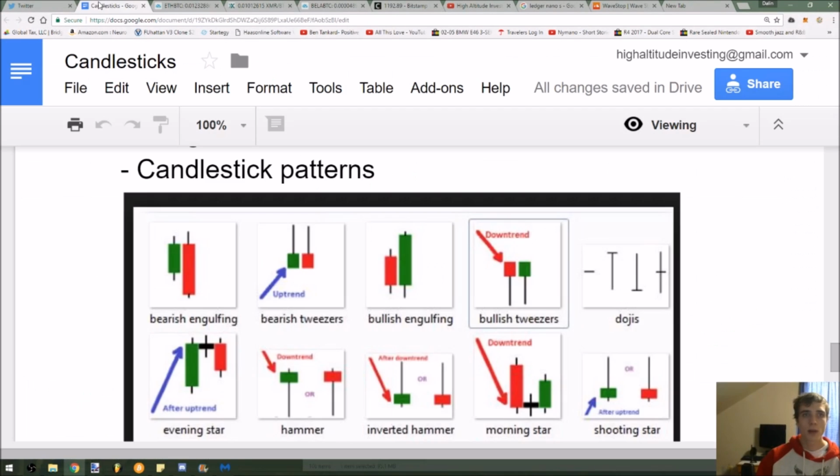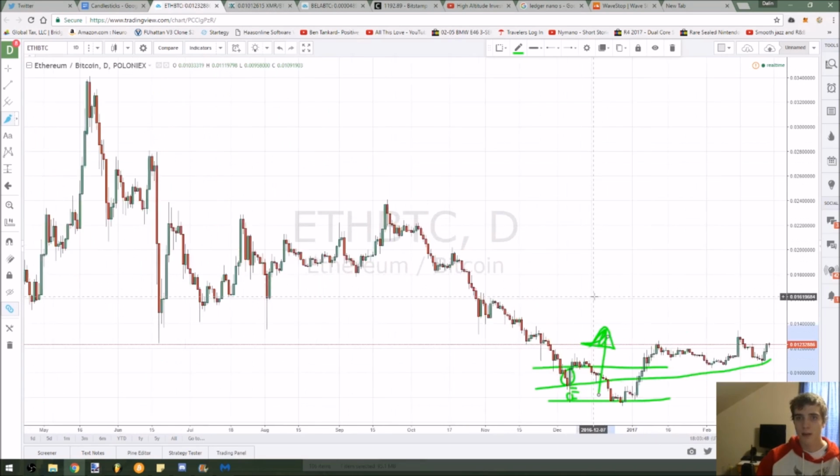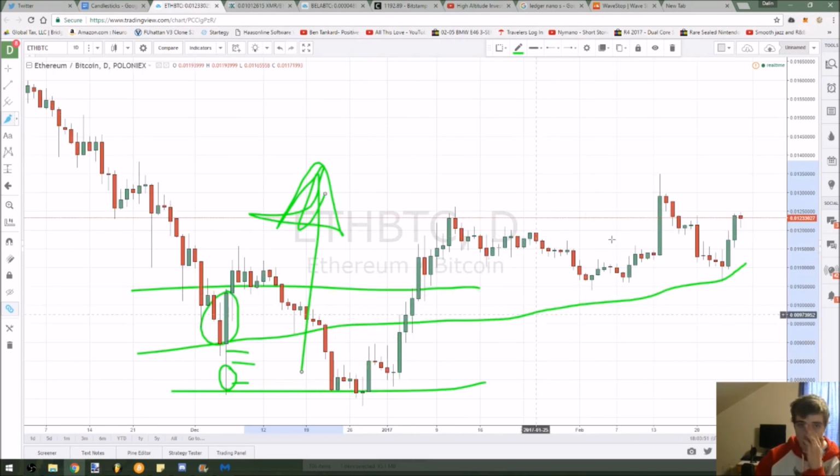So that's what I want you guys to do. If you want to have a little exercise you can do to check your trading and practice these candlestick patterns so you have a better eye for them, I highly recommend doing this.